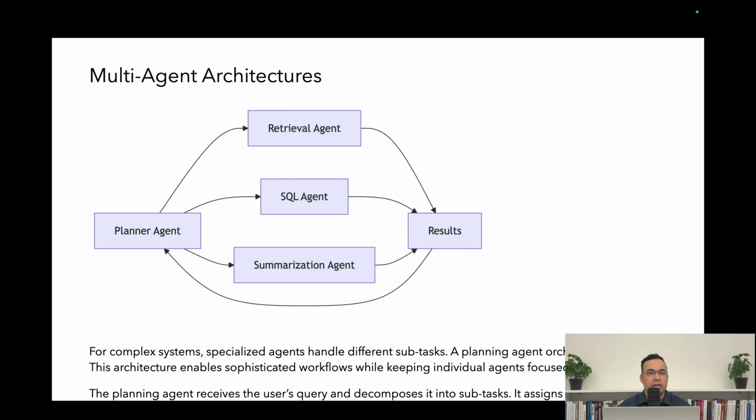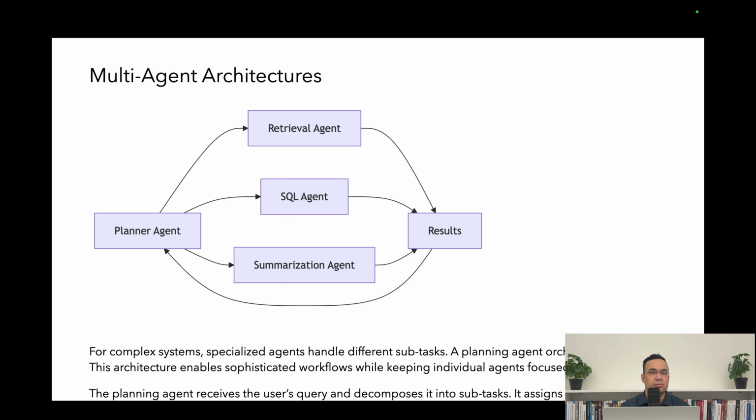Let's talk about multi-agent architectures for complex systems. For sophisticated workflows, specialized agents handle different subtasks. A planning agent orchestrates them. The planning agent receives the user's query and decomposes it into subtasks. It assigns each subtask to an appropriate specialist agent. It collects results and synthesizes the final response.